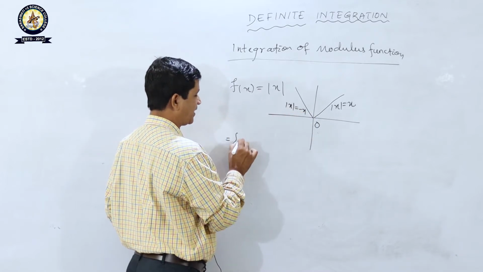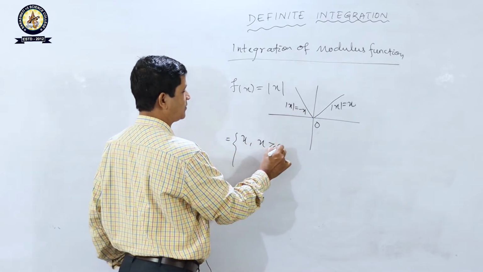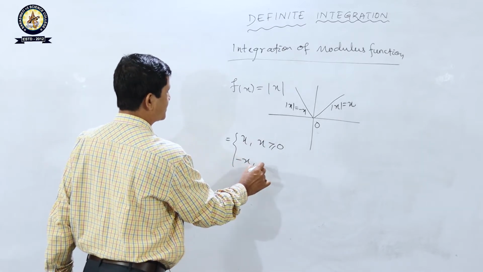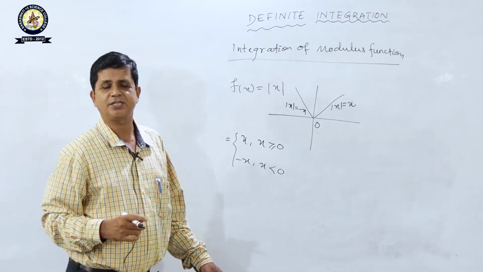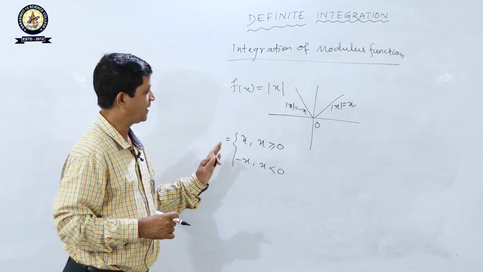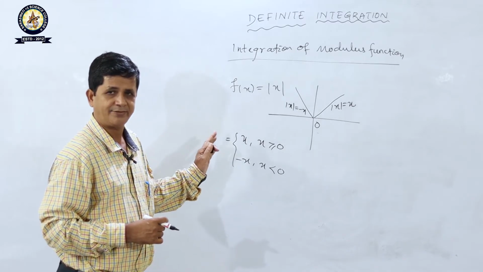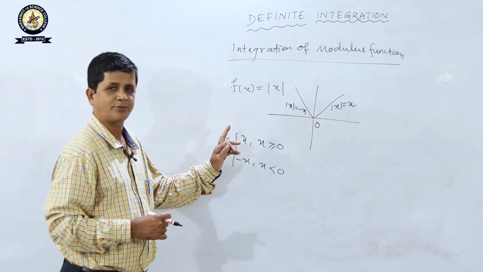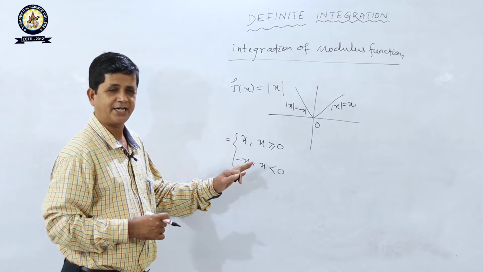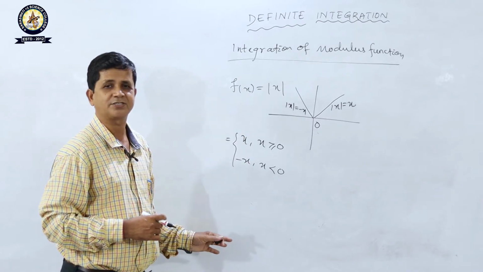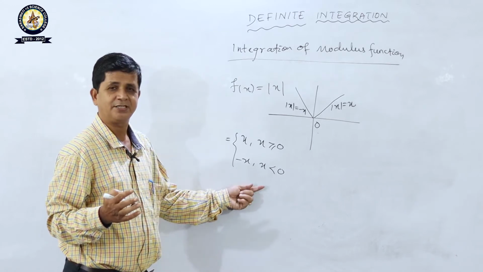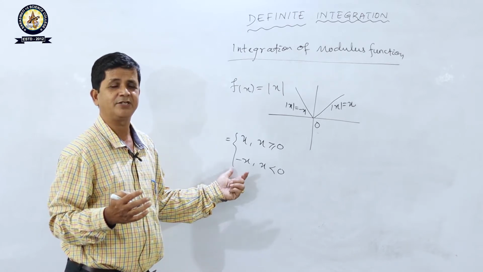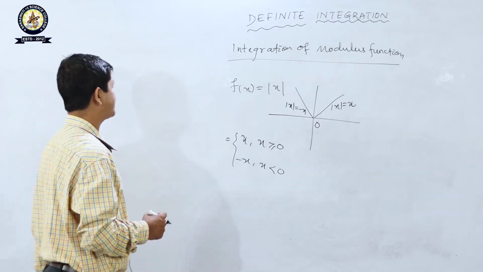So mod x we write x if x is greater than or equal to 0, and it is minus x if x is less than 0. These are two parts of the function. If x is non-negative, positive, then mod of x is x, and if it is negative, then modulus of x is minus x. Why is it minus x? Because x is itself negative, minus x will be positive.